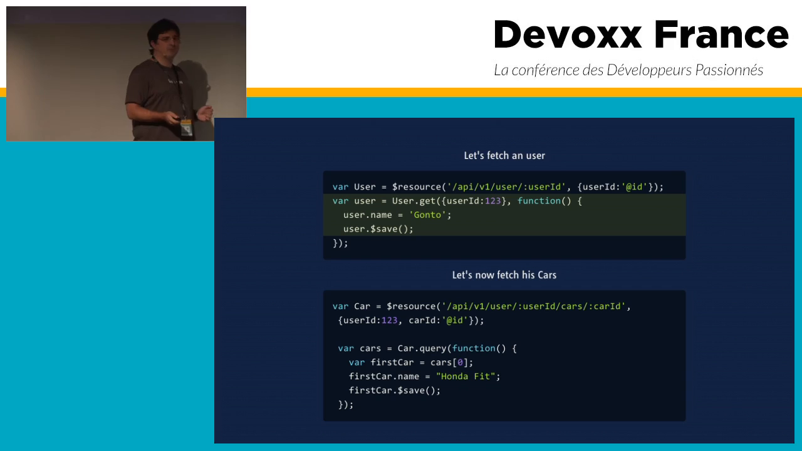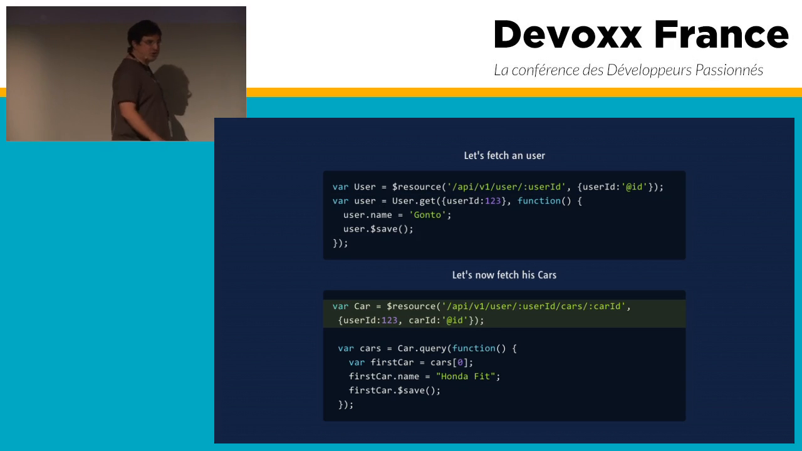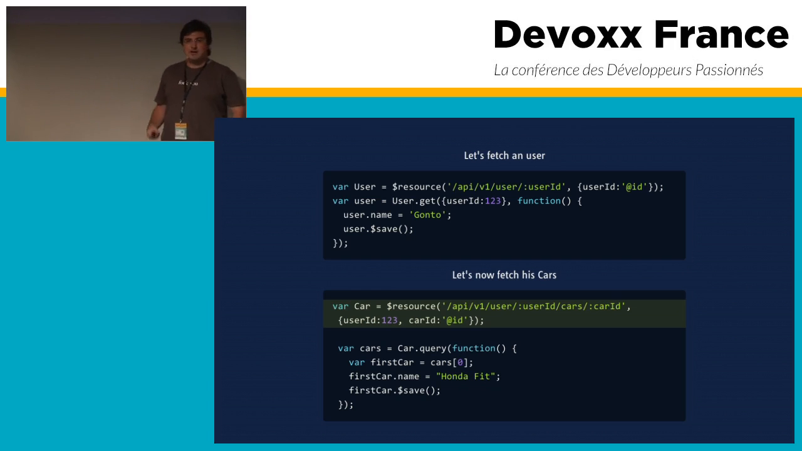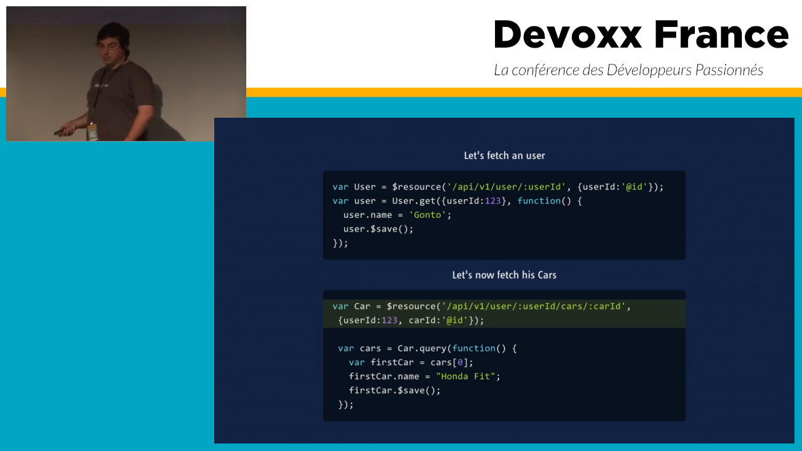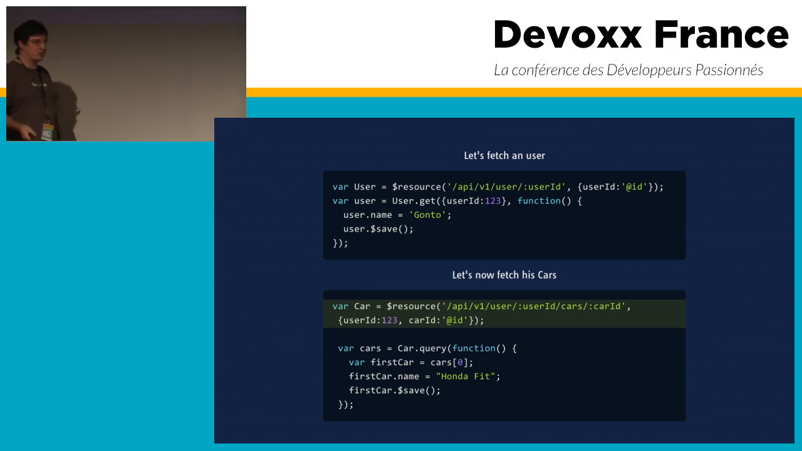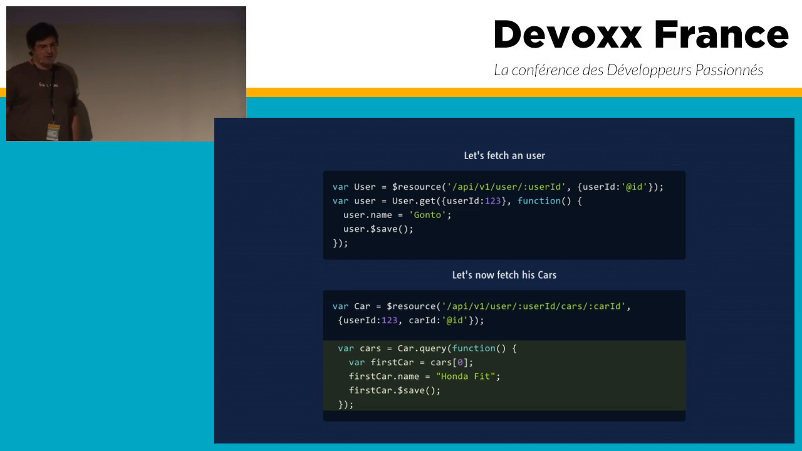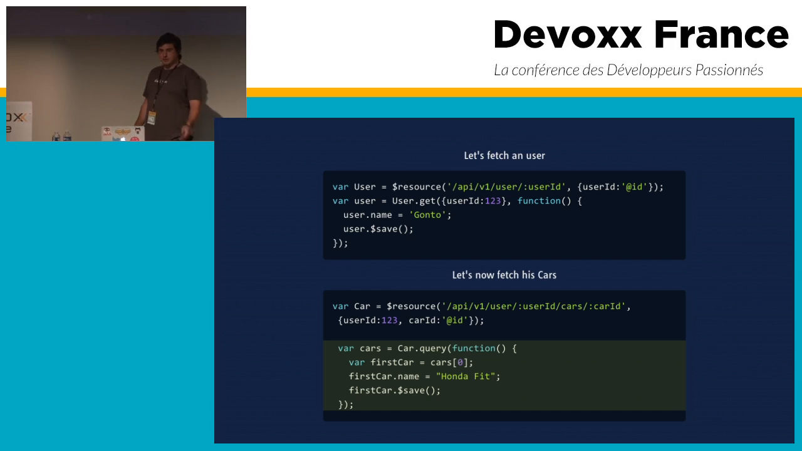But then I said, OK, now I have the user. Now let's get all the cars for that user. So I started Googling around again, and I found that the only way to do that was to create a new $resource object. This new $resource object, again, has the API version 1 specified. And as it is a nested RESTful resource of the user, I needed to specify the user resource, the user ID, the cars resource, and the cars ID. I needed to specify the full URL again. Once I had that object, I just called the query. I sent the parameter as well for the callback. And in there, I got the first car, again changed the name, and saved it.